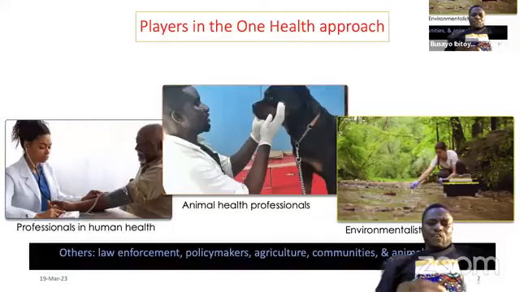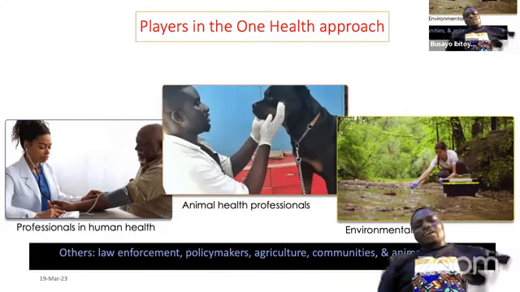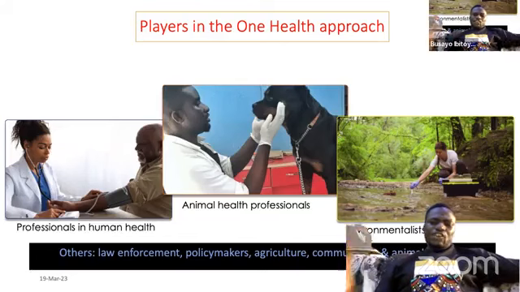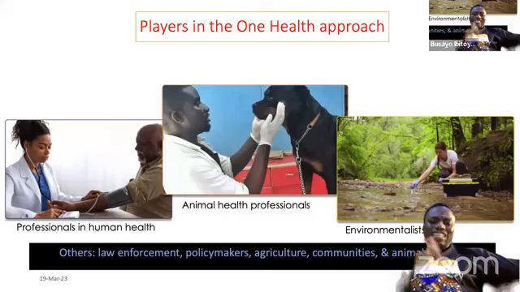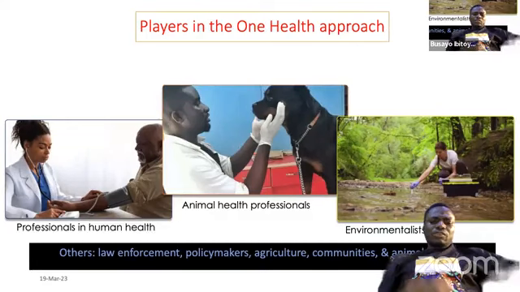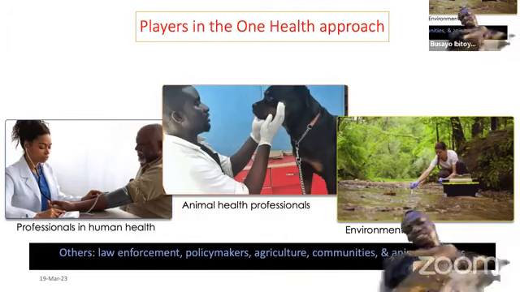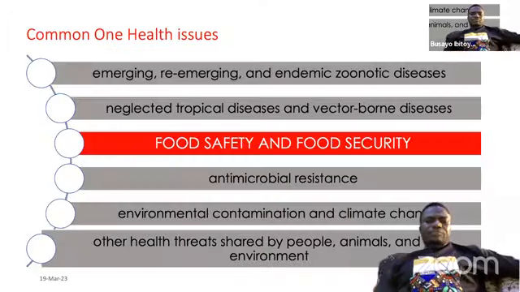Players form a kind of triad. We have the professionals in human health, the animal health professionals, and the environmentalists, the ecologists. Sometimes we could have the law enforcement agents also playing a role, policymakers, those in agriculture, even the community dwellers, and sometimes even the animal owners.